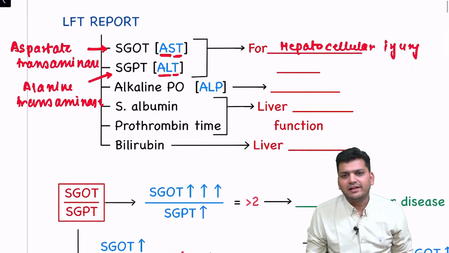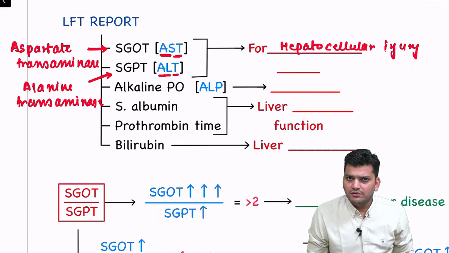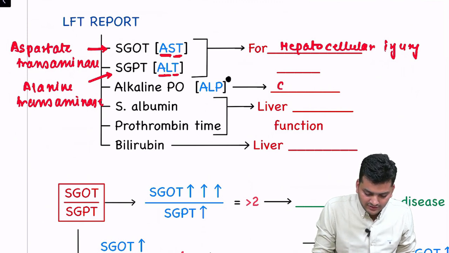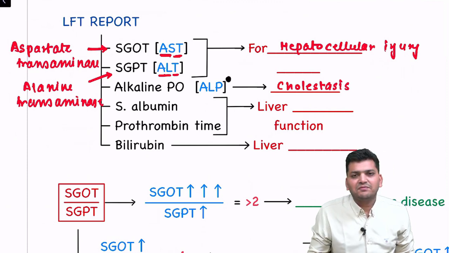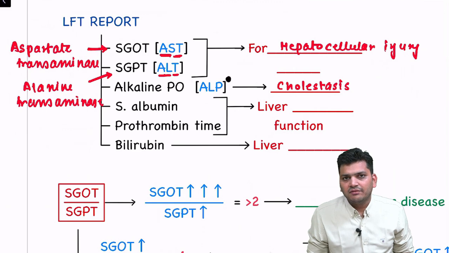The second thing is alkaline phosphate. Although alkaline phosphate is very non-specific and can be increased in many conditions because it is produced in many different other tissues also, we will discuss them in a while. But related to hepatology, alkaline phosphate is related to cholestasis. Cholestasis means there is obstruction in the biliary flow, and in that, alkaline phosphate will be increased.